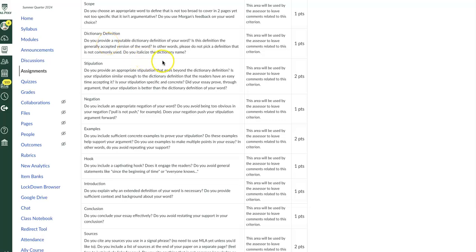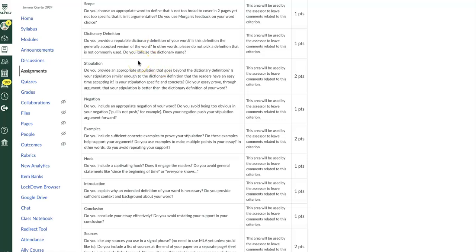For the dictionary definition, do you provide a reputable dictionary definition of your word? So that means anything from the Oxford English Dictionary to dictionary.com to even things outside of the realm of said dictionary. So encyclopedia.com could work. If you have a reputable organization, so say Stanford's Encyclopedia of Mental Health, then you're more than welcome to use something like that. But I do want essentially a textbook definition of your word. If you're unsure about whether or not your word falls into one of those categories, feel free to email me and I'll let you know, and we can go on from there.